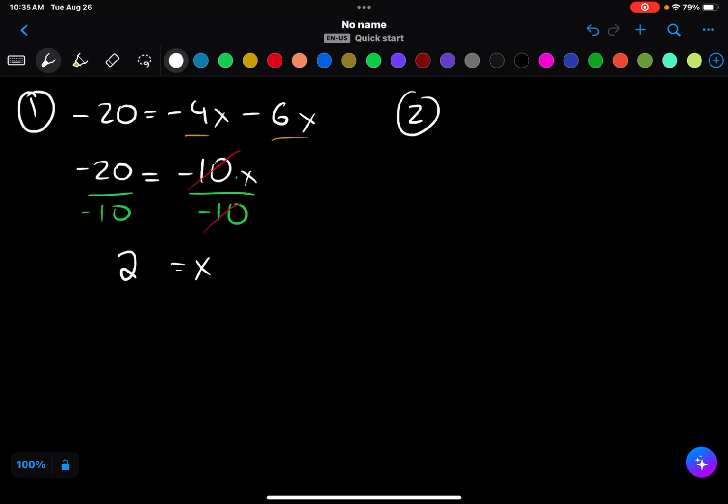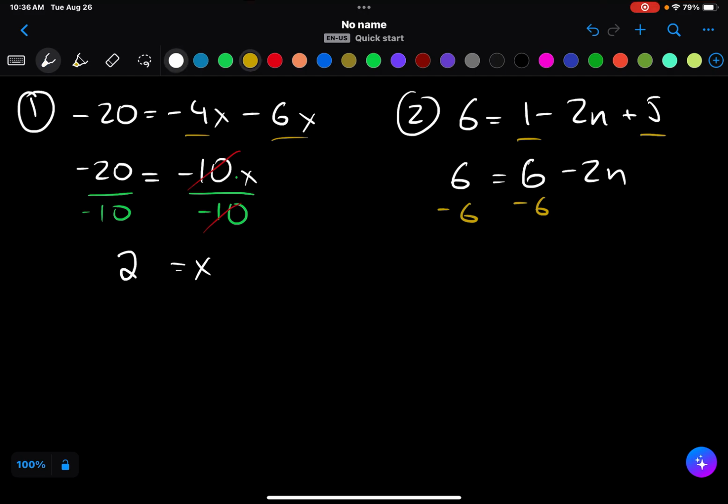For number 2, first combine your like terms. And 1 plus 5, remember the minus belongs to the negative 2n. It's going to be 6. So 6 minus 2n. Then just follow through. Subtract 6 from both sides, which really makes all the 6's go away.